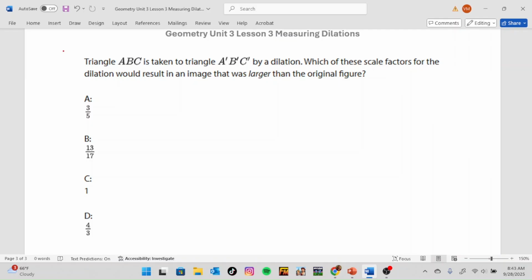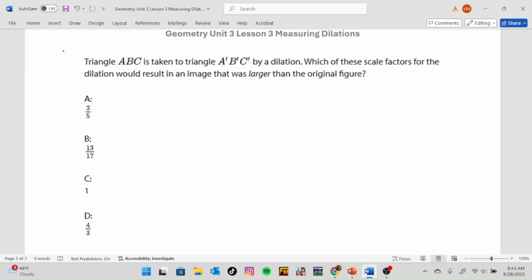Triangle ABC is taken to triangle A', B', C' by a dilation. Which of these scale factors for the dilation would result in an image that was larger than the original figure?